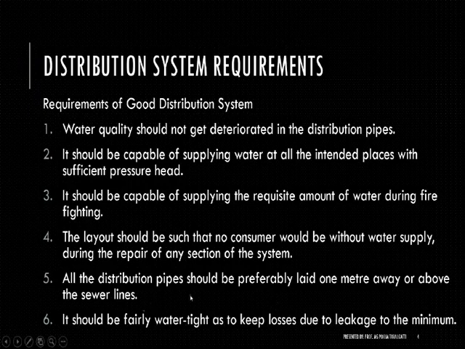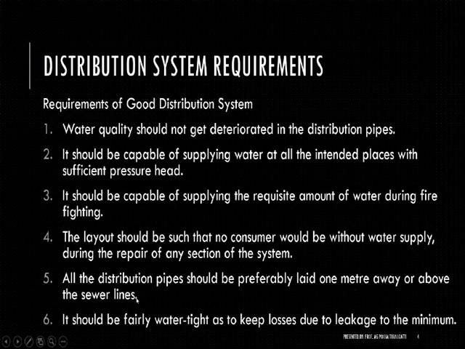Next is, all the distribution pipes should preferably be laid 1 meter away or above from a sewer line. This is very, very important, as your distribution systems, or your clear water pipelines, are laid along the road lines. Similarly, your sewer lines are also laid along the road lines. So if you are not going to maintain a proper distance between these two pipelines, sewer and water pipeline, a big disaster may happen.